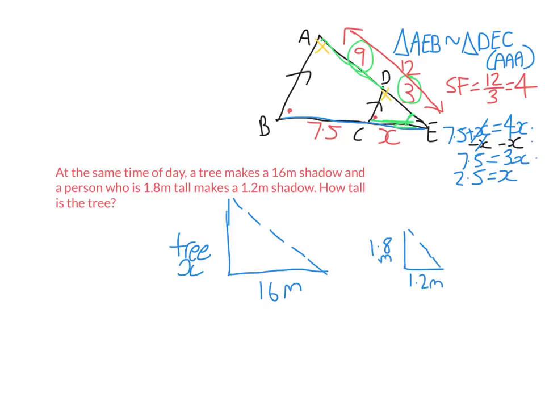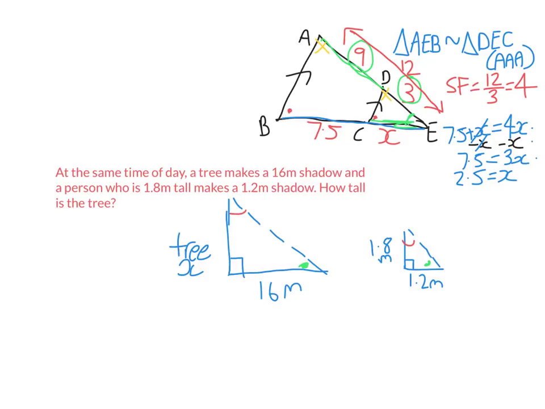Now, because tree and person stand perpendicular to the ground, we have right angles. Also, because it's the same time of day, the angle that the sun makes with both the tree and the person will be the same. The angle made by the sun will be the same. So this angle and this angle will be equal. So because I have a triangle in which 2 pairs of angles are equal, they must be similar. The third pair of angles must also be equal. So these 2 triangles are similar.